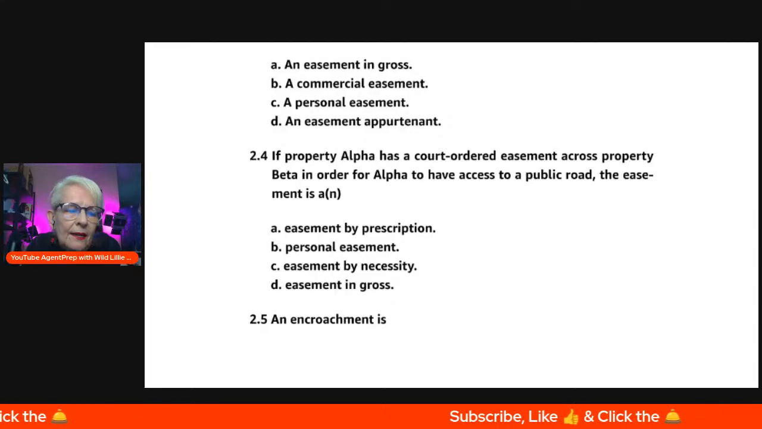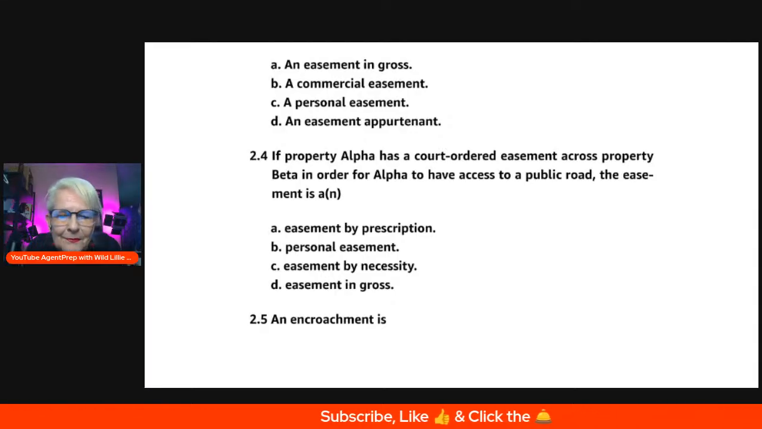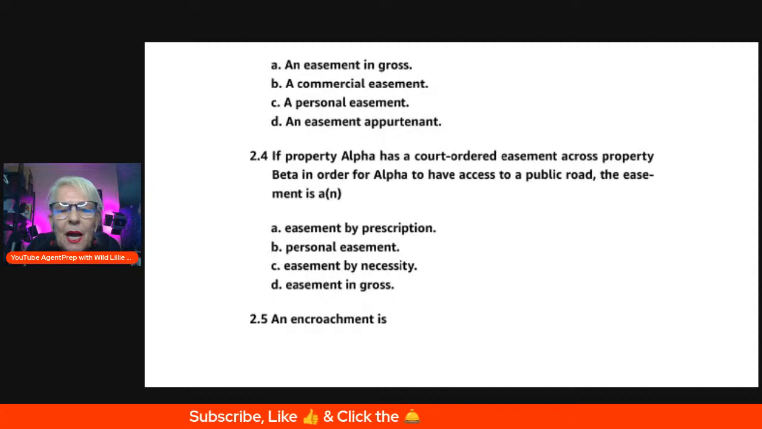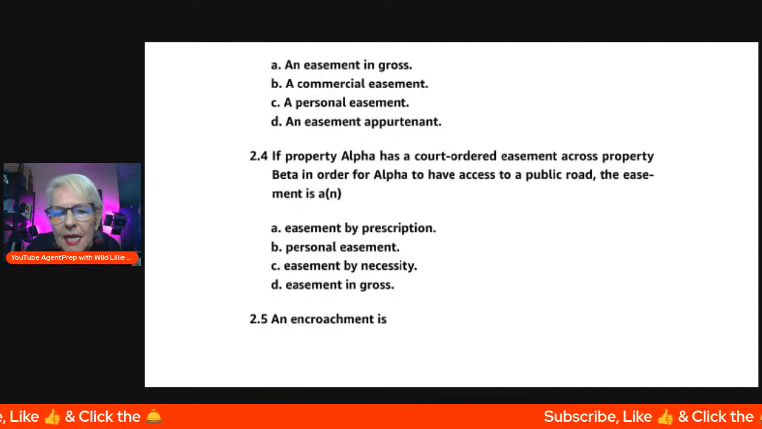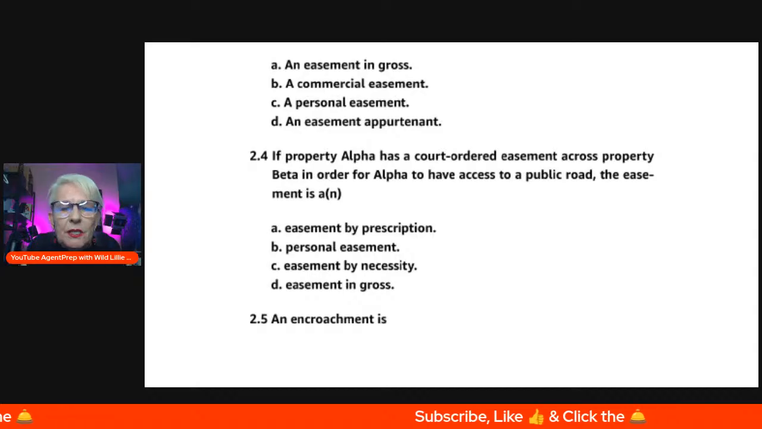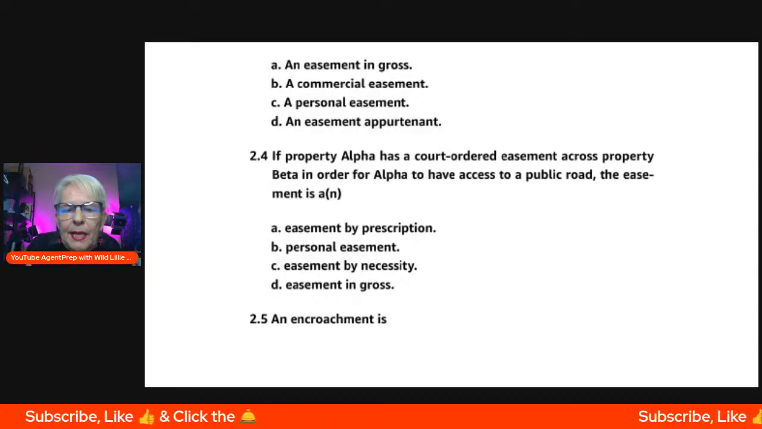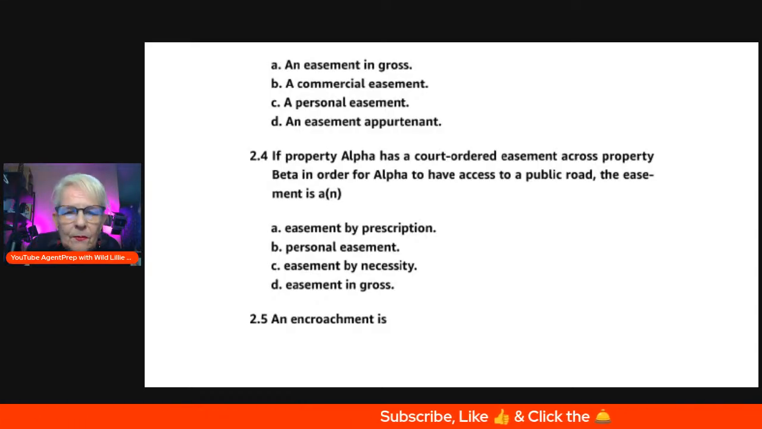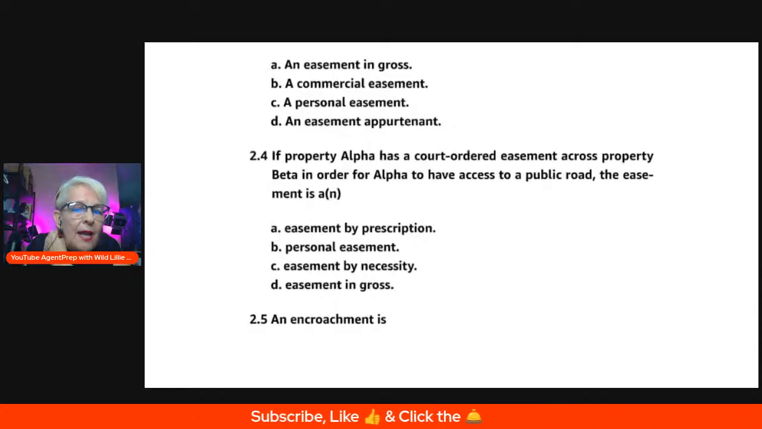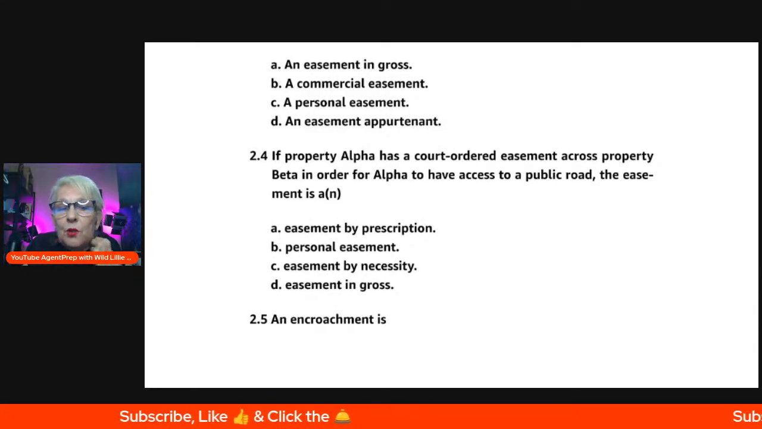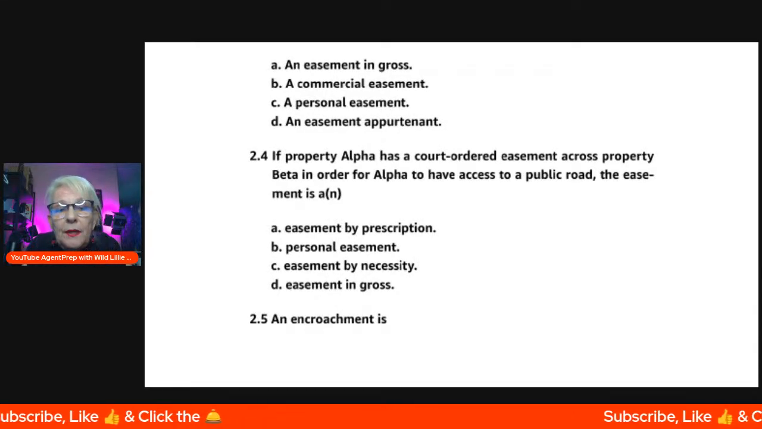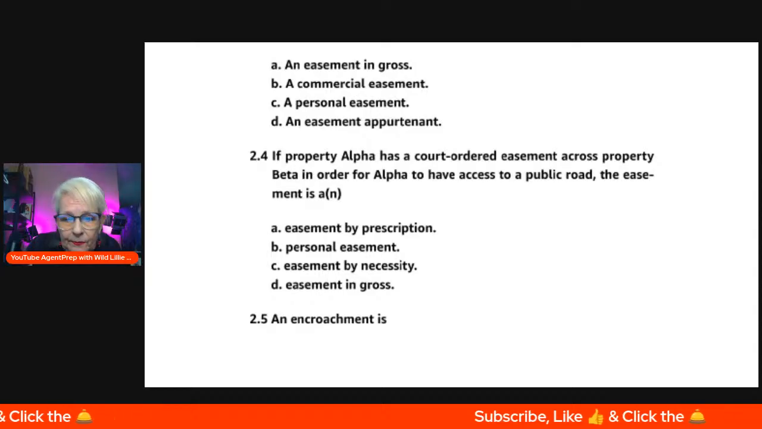The answer here is easement by necessity. So alpha has a need to cross the other property. So he has court-ordered easement across somebody else. Why? Because he has a necessity to get to that property. So alpha to have access to a public road on beta's property.